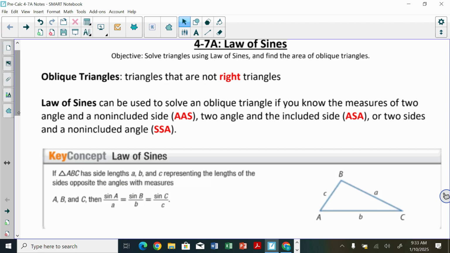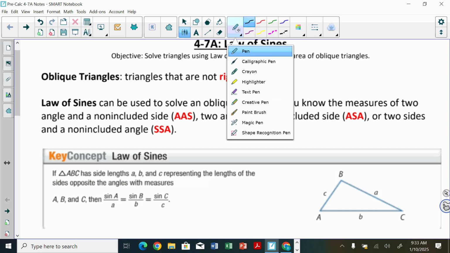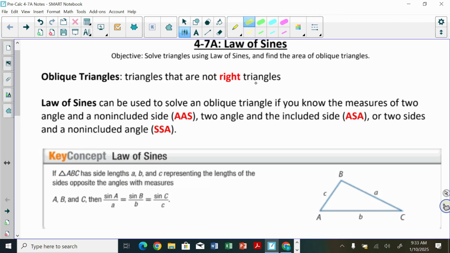All right, so let's talk about oblique triangles. Oblique triangles are triangles that are not right triangles. So we've been dealing with right triangles with all of our trigonometric functions. That's where we usually see them in geometry. So oblique triangles are ones that are not right triangles. So the law of sines can be used to solve an oblique triangle.